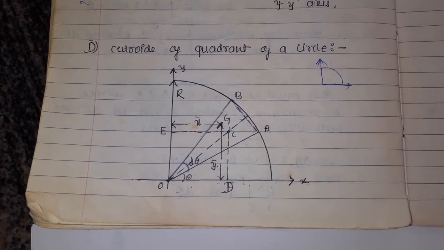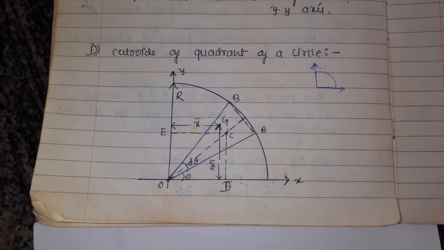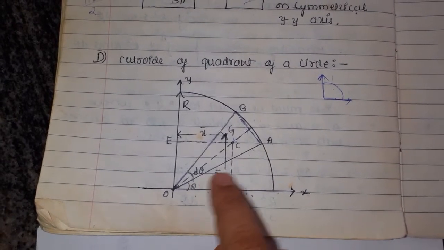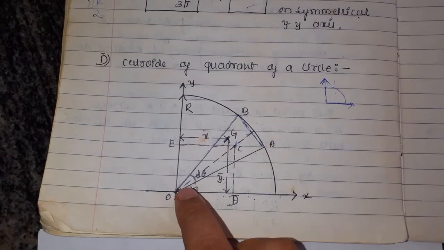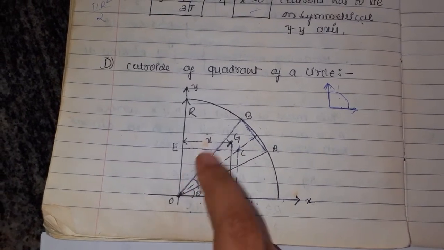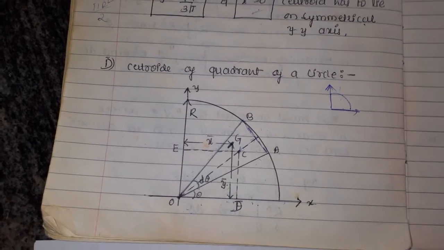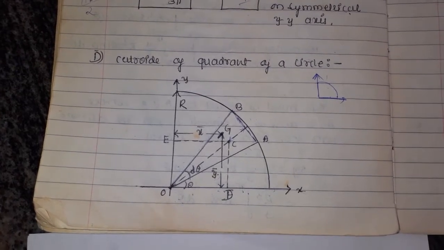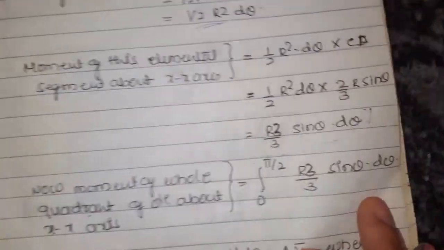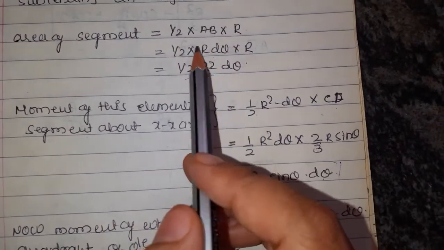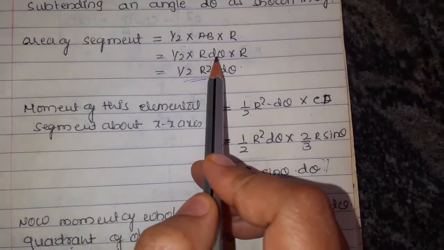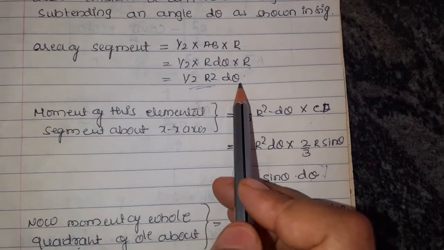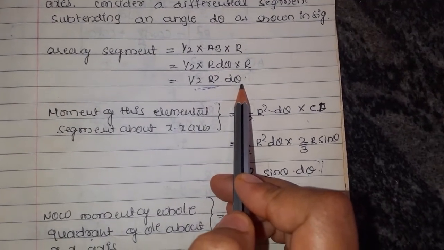By using that same approach, the area of this segment is equal to half into AB into this OB, which is the radius. So the area of the segment is half into AB into r. Because AB is equal to r d theta and r is the radius, it is half into r square into d theta. This is the area of the segment.